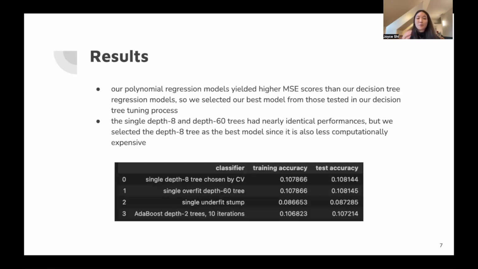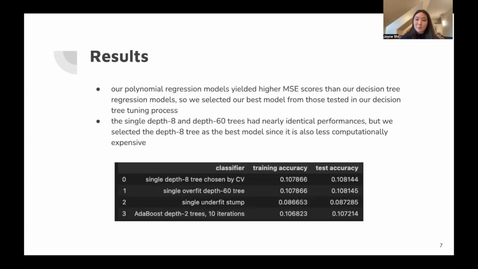So our polynomial regression models yielded higher MSE scores than our decision tree models, which is why we selected our final model from those tested in the decision tree process. As you can see here, the single depth 8 and depth 60 trees had nearly identical performances, but we selected the depth 8 tree since it is less computationally expensive.